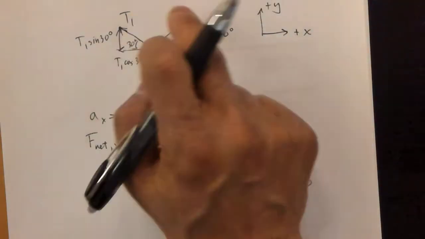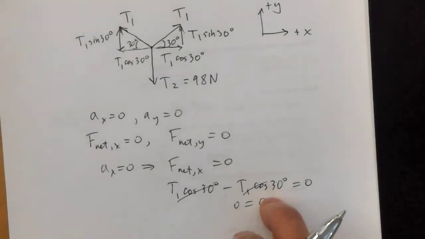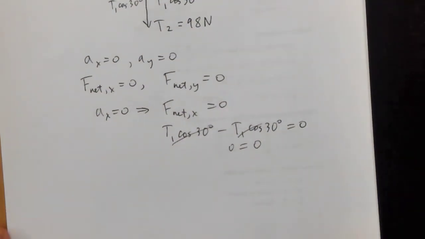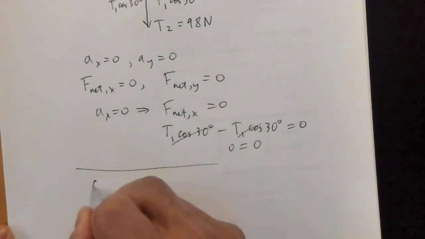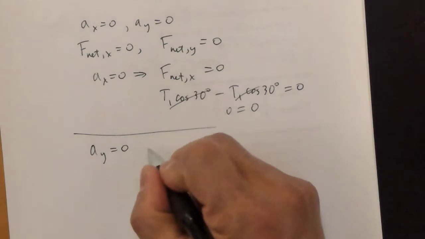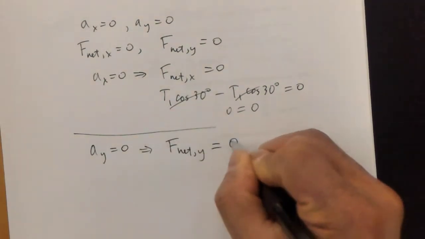If you didn't know that these had the same tension, you would have figured it out at this stage, basically. At this stage, you would figure out that the tensions in the two wires must be equal. But you already knew that. So now what we're going to do is say ay must be equal to 0 and actually get something useful. So then we get that the net force in the y direction is equal to 0.